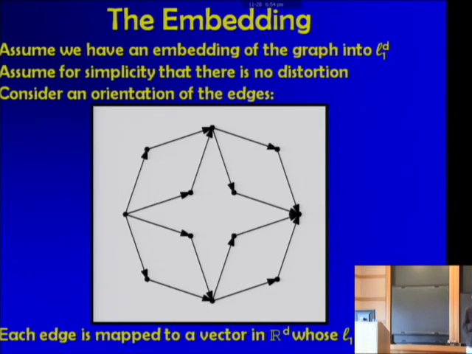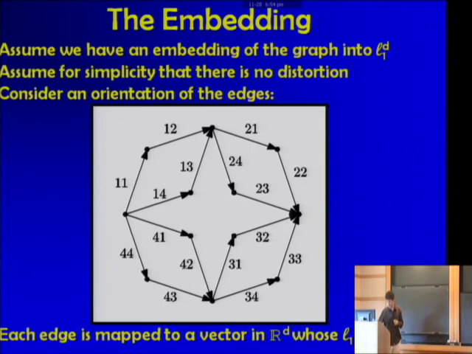And here comes the main idea. You have an embedding here into a vector that sums to 1. So you might say that the edge is mapped to a probability distribution. You want to think of this embedding as associating a probability distribution with each edge.